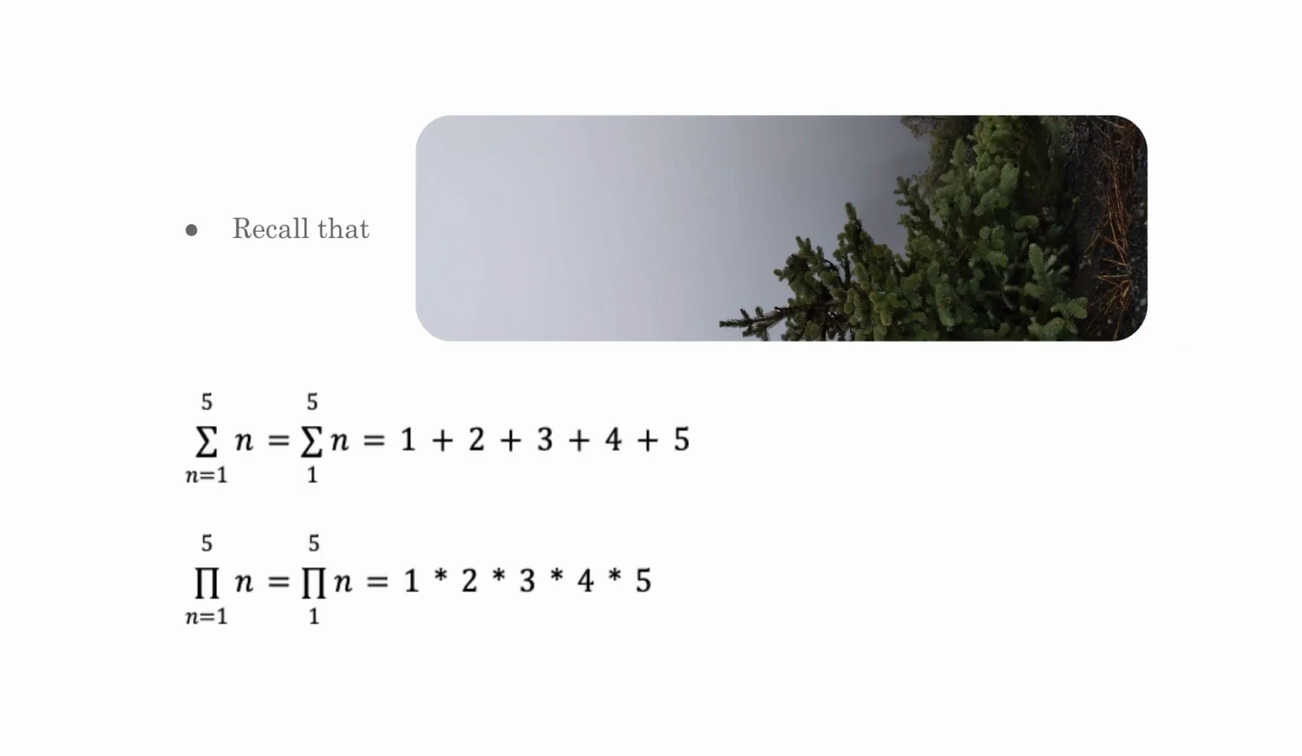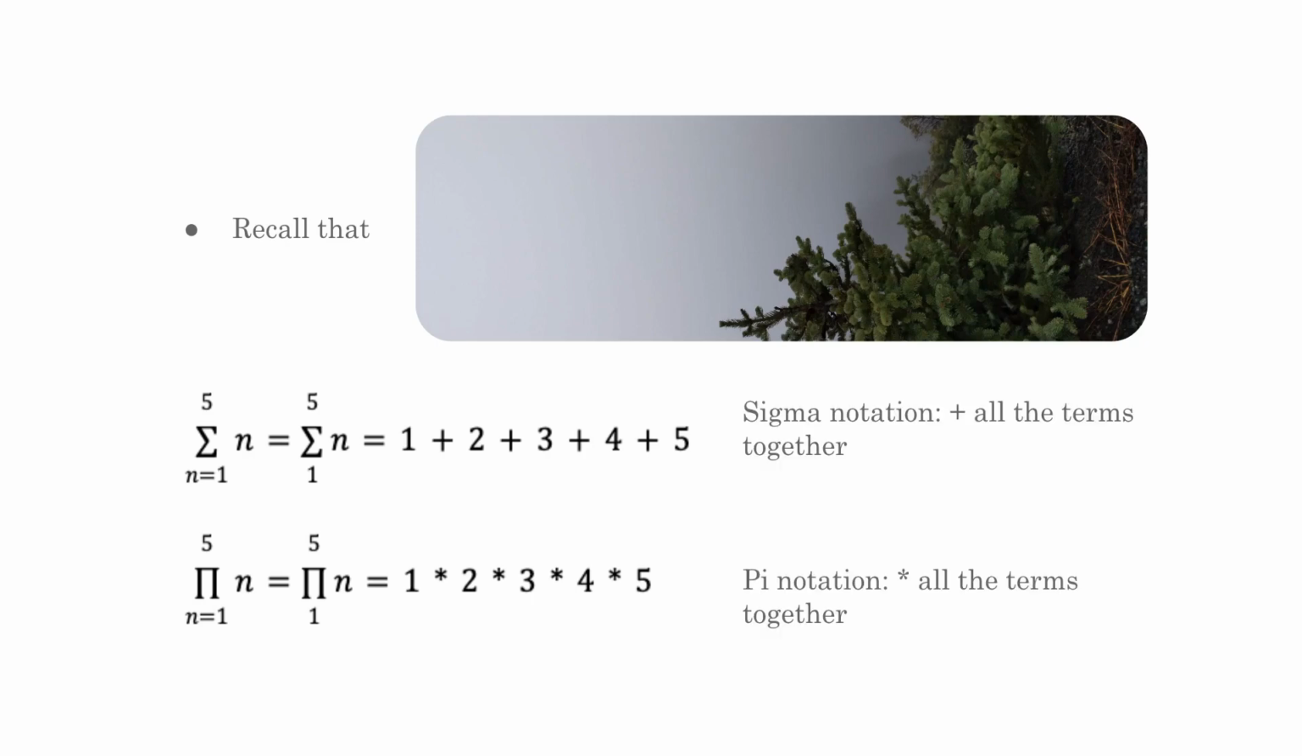In high school, in pre-calculus, you might have learned that a sigma notation means the sum of some specific sequence, all the terms added together. With the pi notation, it's exactly the same thing except all the terms are multiplied together.